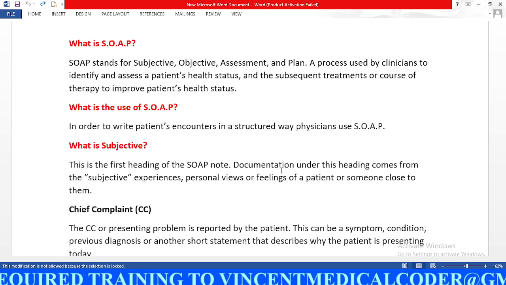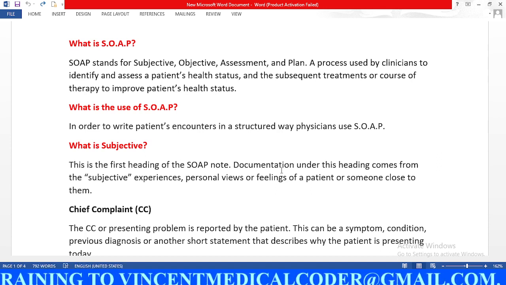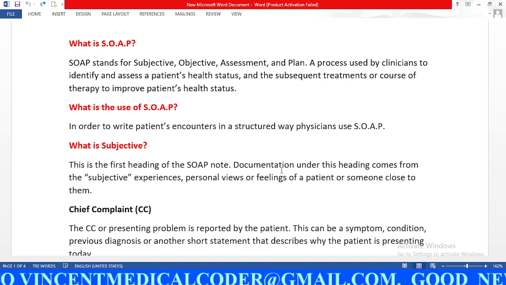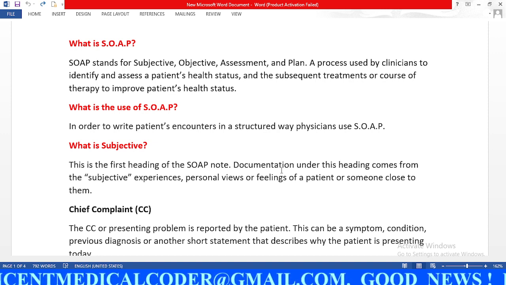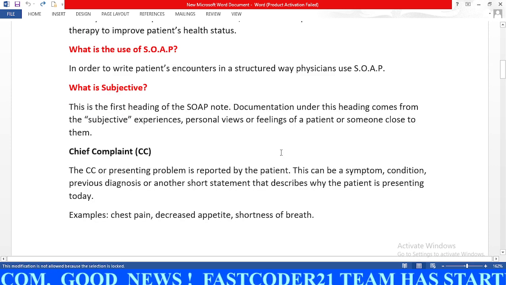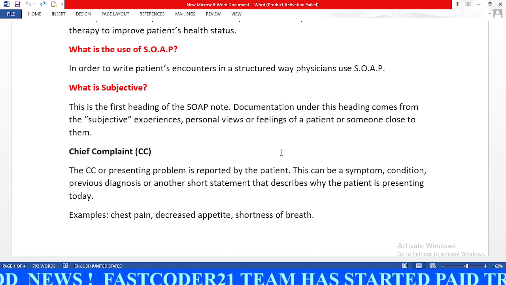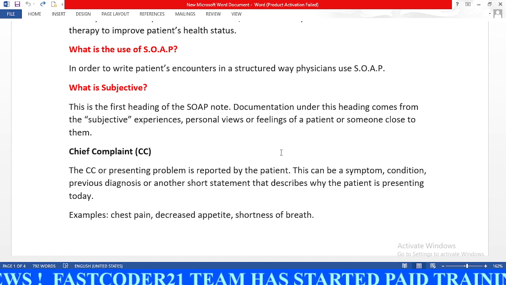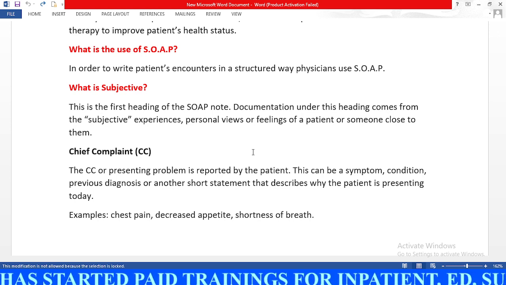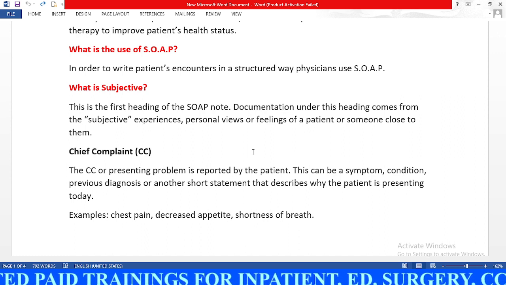Usually, we will see SOAP formats in CDI, which we call clinical documentation improvement, as well as in inpatient visits and in the coding process. So, what is the use of SOAP? In order to write the patient's encounter in a structured way, physicians use the SOAP format. As a coder, in order to code properly, the physician needs to use the SOAP format to include all the information related to the patient.